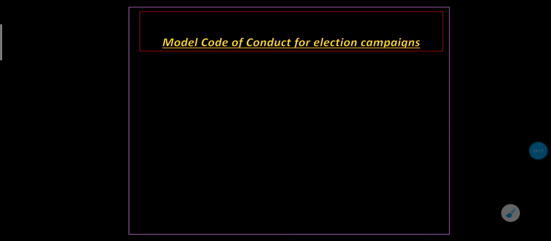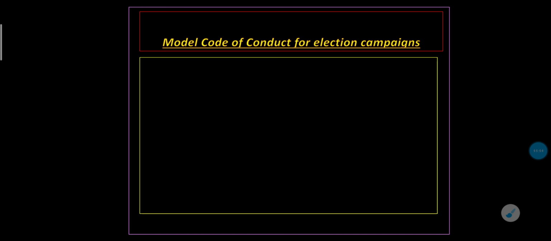Now some more model code of conduct for the election campaign arranged by the Election Commission. The Election Commission also created some rules and regulations for the elections, which is known as the model code of conduct. There is no use of any place of worship during the election campaign. They cannot set up their campaigns in a place of worship, like a temple, mosque, or gurudwara. Any worship place will not be used as a place of election campaign or election meeting.